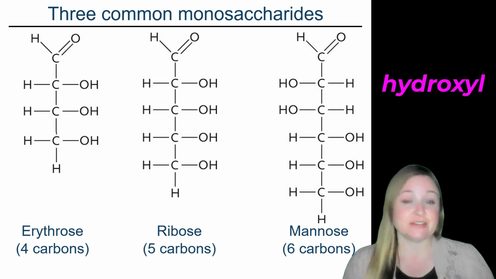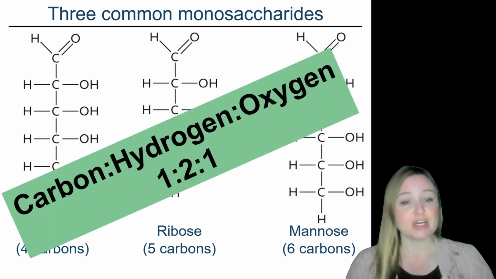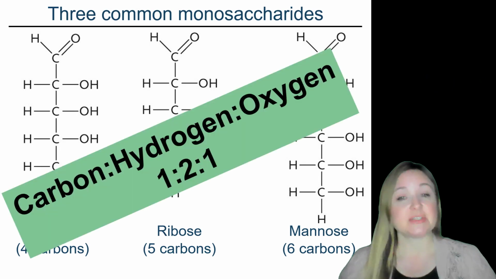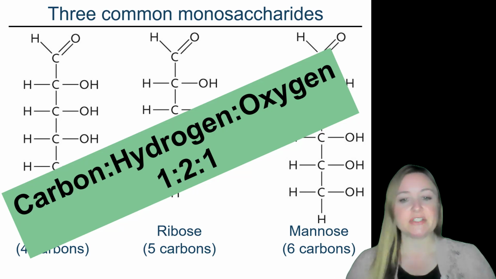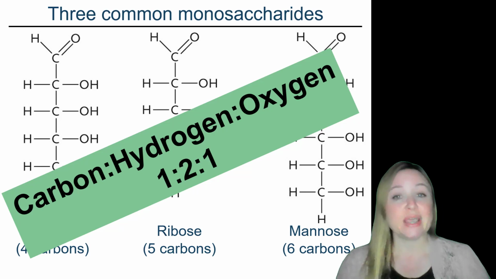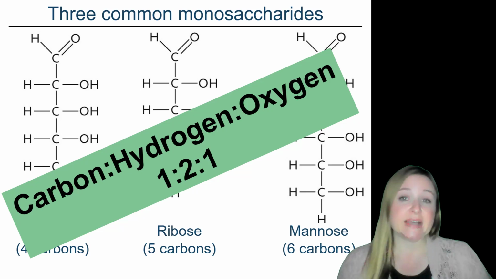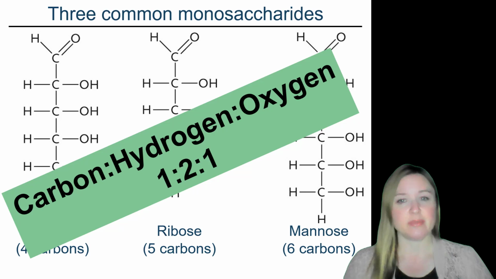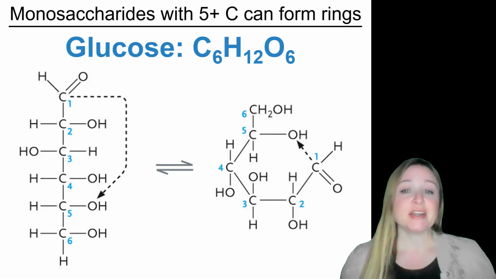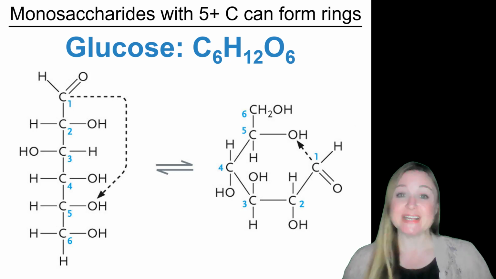And that defines different sugar structures, okay? But remember, the monosaccharides, the smallest of the sugars, are going to have that 1 to 2 to 1 ratio of carbon, hydrogen, and oxygen. That's a way to tell that we're talking about a monosaccharide, which generally has between 3 and 7 carbons. Now, monosaccharides that have 5 or more carbons can often form ring structures.